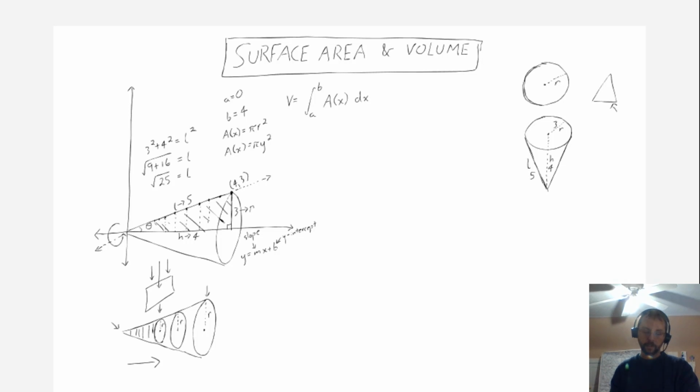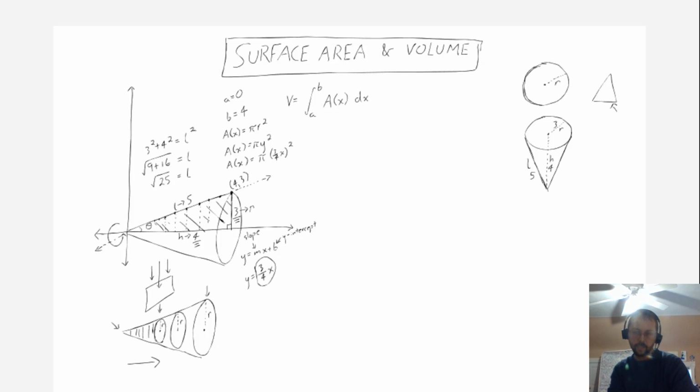Okay, and we can just use this point, and as we travel to that point, we see that our rise is 3 and our run is 4. So rise over run, it's going to be 3 over 4. So y equals 3 over 4 times x. Now this 3 over 4 times x, we can plug in for y. So we get the area with respect to x equals pi times 3 over 4 x squared.